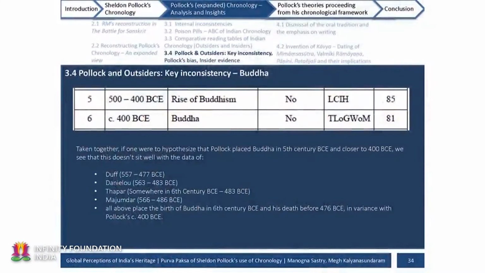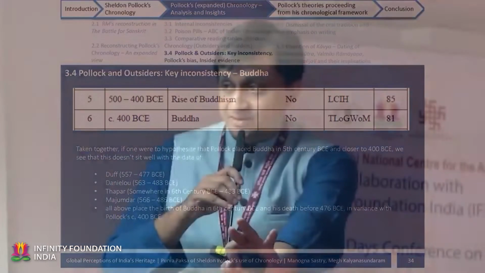So now moving on to Buddha. In Pollock's work, he puts it, in one of the books, The Rise of Buddhism, at 500 to 400 BC. Whereas in another book, he puts it at circa 400 BC. Already a mini inconsistency over there. Now, if we take this together, and if we assume that Pollock means that it's closer to circa 400 BC, we see that he is inconsistent even with the outsiders, right? The listed outsiders, because all of their end dates for Buddha are 475 BC, and prior to that.